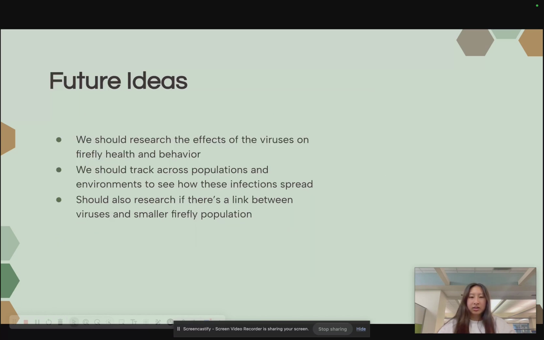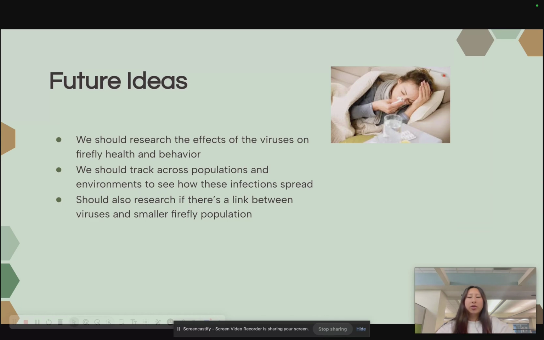viruses in insects. What are the future ideas of the study? What else can we do with the results? We should also research the effects of the virus on firefly health and behavior. For example, we know that flus make humans sick. So we want to observe whether or not these viruses will have an effect on fireflies like the flu does on us. Secondly, we should track across populations and environments to see how these infections spread.